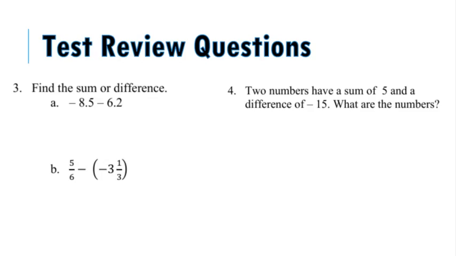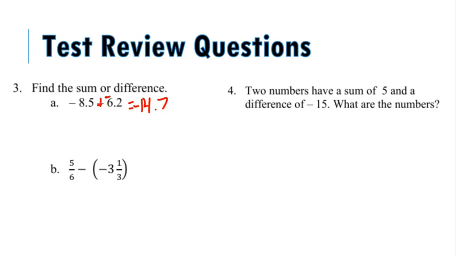Question 3, find the sum or difference. So here I have negative 8.5 minus 6.2. Since the first number is negative and I'm subtracting the second number, I'm really adding the opposite. So I'm really adding two negative numbers together. So I have 5 plus 2 is 7. And 8 plus 6 is 14. But since they're both negative, my answer is negative. So a negative 14.7.